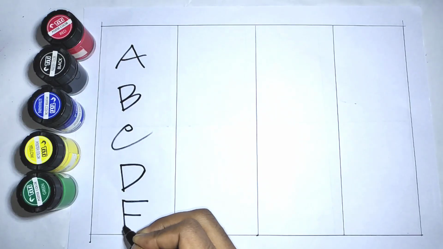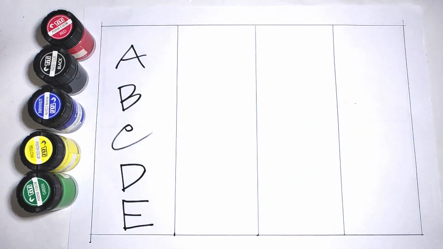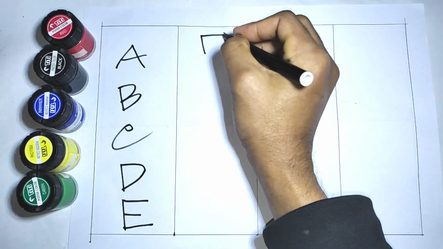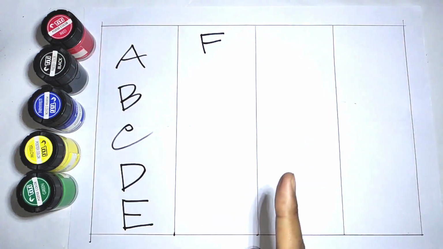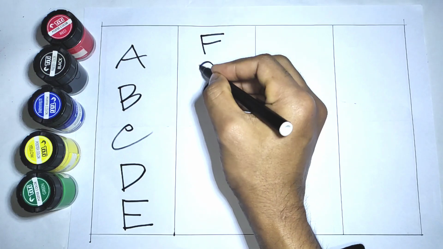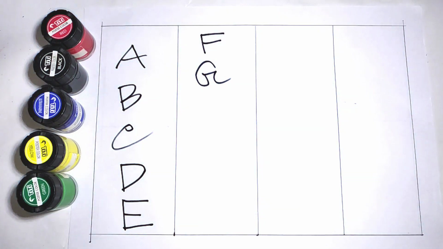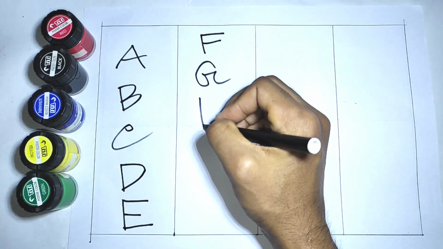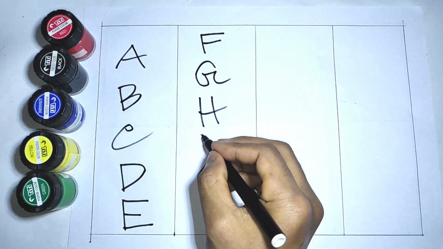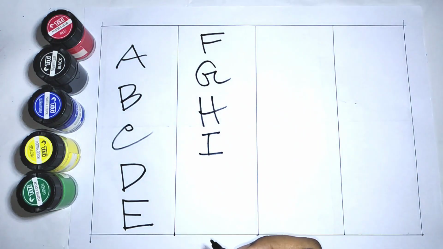Kids, now we draw E. E for egg, E for elephant. The next one is F. The letter of F. F for fish, F for fan. Now we draw G. G for goat. And the next one is H. H for hand. Now we draw I.